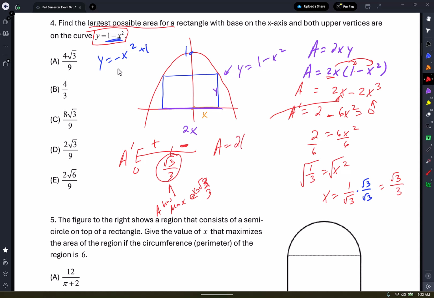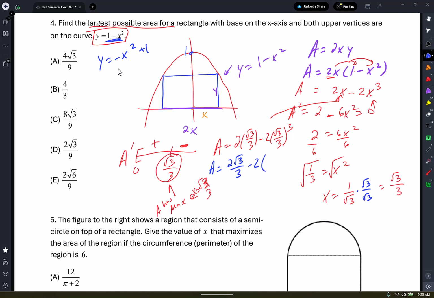So 2 times square root of 3 over 3 minus 2 times square root of 3 over 3 cubed. How are you going to get an answer from that? It's just arithmetic. I need a calculator. Look, let's go slow. 2 times square root of 3 over 3, that's 2 square root of 3 over 3. Are we still okay? Minus 2, open parenthesis.